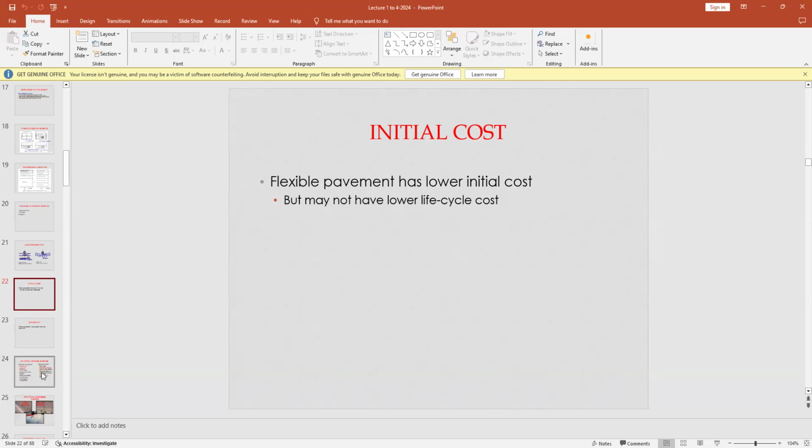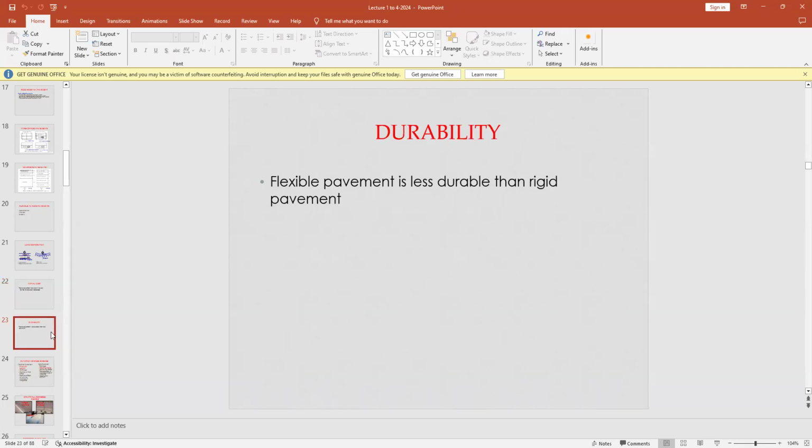Now, the third parameter is durability. Obviously, flexible pavement is less durable than rigid pavement.